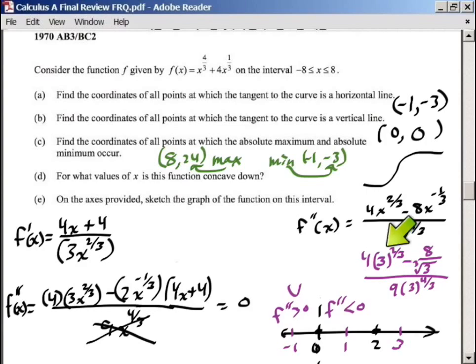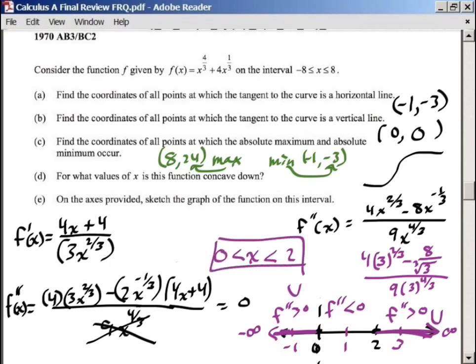If we did some thinking, we could do some arithmetic here on the side, but this would always give us a positive result. So that means f double prime is positive in this area too. So we have concave up in this interval, which goes to positive infinity, and concave up in this interval, which goes to negative infinity. And back to our question, it says for what values of x is it concave down? Okay, so we don't care about those two intervals, we care about this middle interval. So x has to be less than 2 and then greater than 0 for it to be concave down.